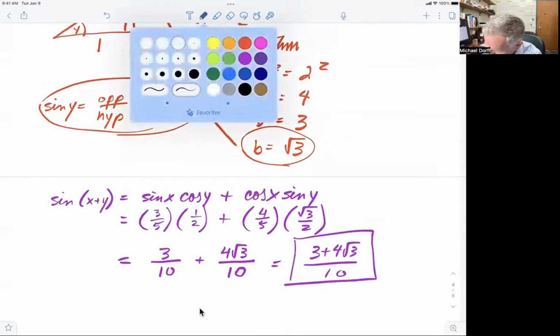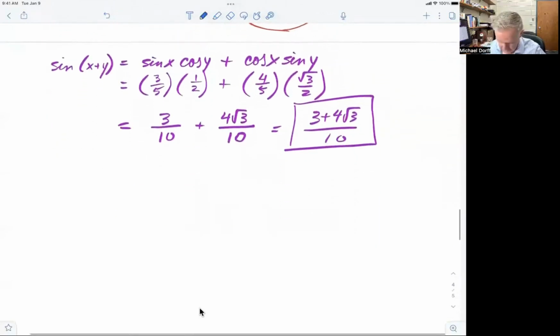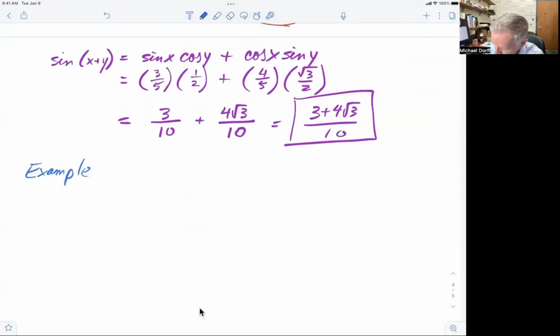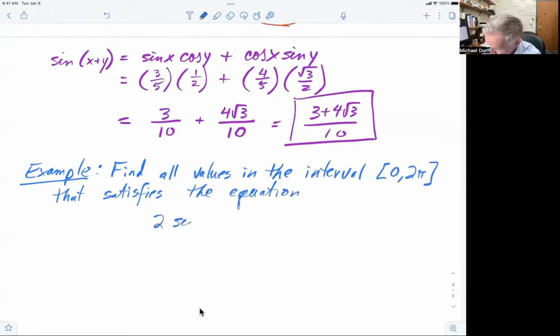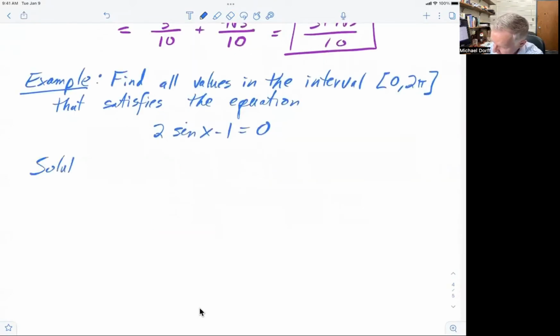Let me do another example here using these trig identities. Let's say the problem is find all values in the interval 0 to 2 pi that satisfy the equation 2 sine x minus 1 equals 0. So the fact that we have the interval from 0 to 2 pi just means that we're dealing with going around the circle one time.